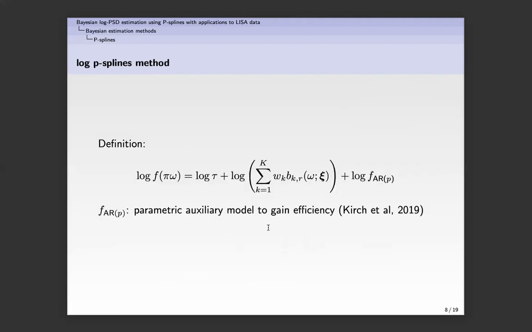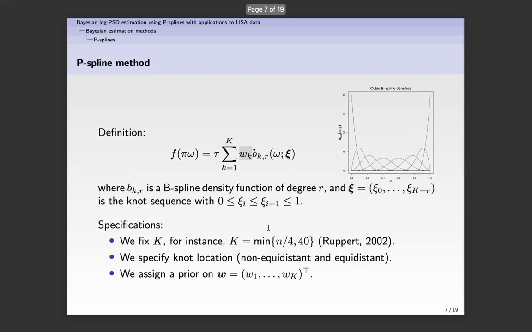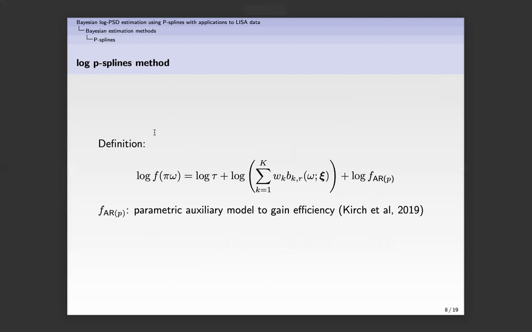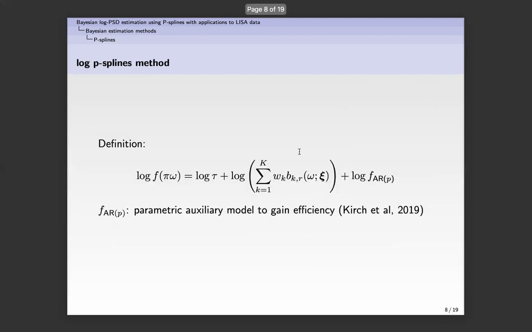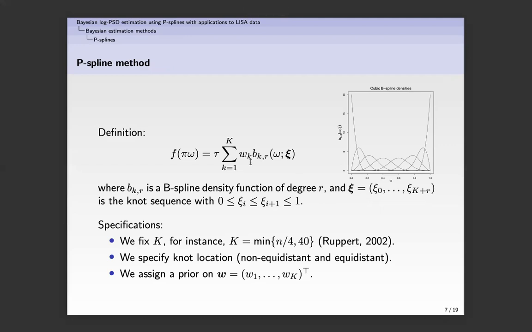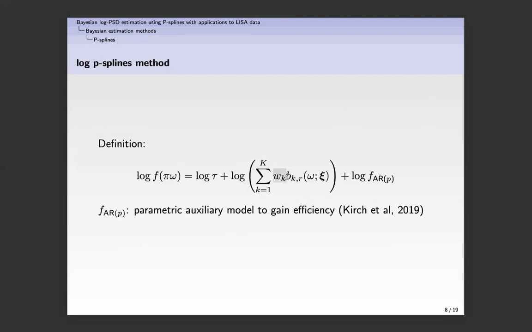In the method that we are going to propose today, instead of estimating the power spectral density function, we are going to estimate the log power spectral density function. We also use a parametric auxiliary model to gain efficiency, which is discussed in Kirch et al. 2019. One of the advantages is that in our method, the weights are not restricted to live in the interval 0, 1.